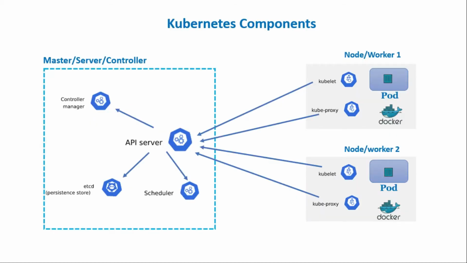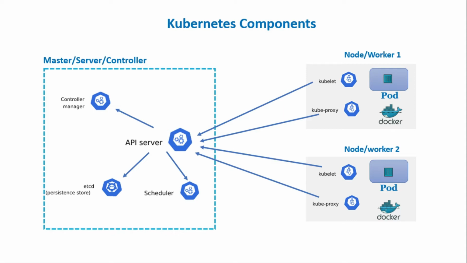This is our architecture of Kubernetes, where we have multiple components, as you can see here. We have two things here. One is the master, which is also known as the controller server, and the second is the node, which is also known as the worker. We have two workers, worker 1 and worker 2, and the master, where we have multiple things which you need to know about, just like these components.